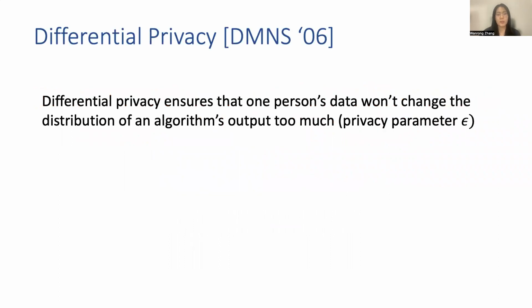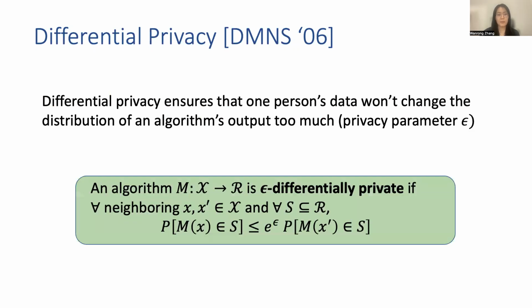So let me start with a quick recap of the basic definition of differential privacy. Informally, it ensures that one person's data won't change the distribution of an algorithm's output too much. And this in turn can limit the amount of information leakage of an individual from the algorithm's output. And this information leakage is quantified by a privacy loss parameter epsilon.